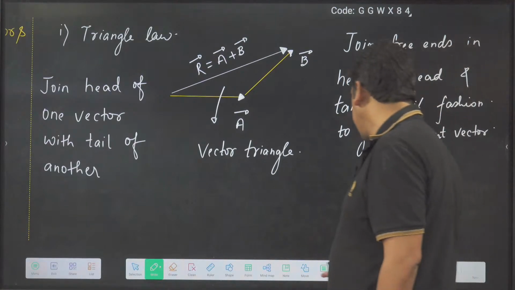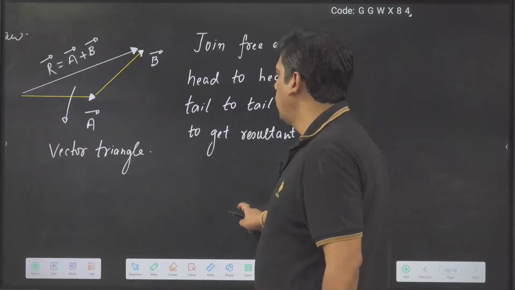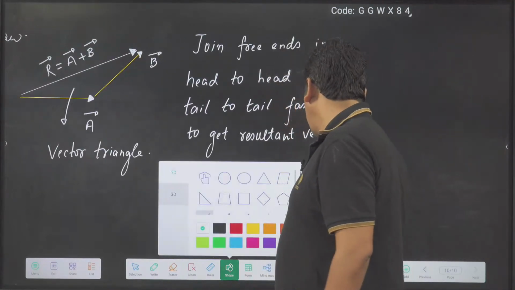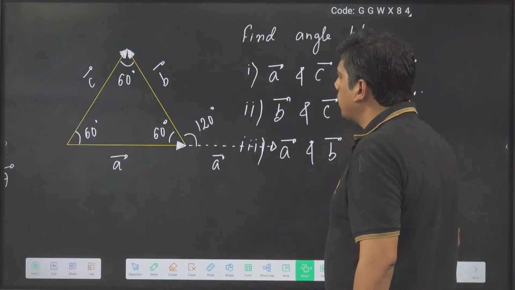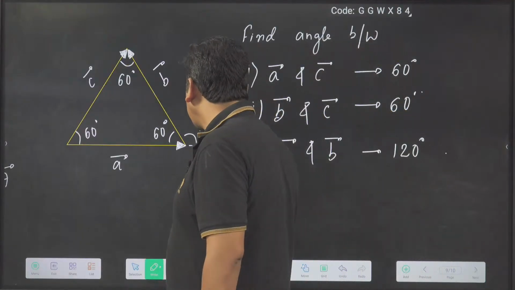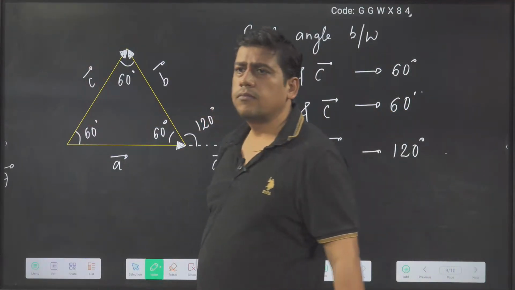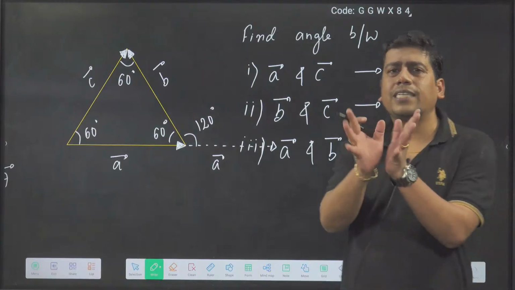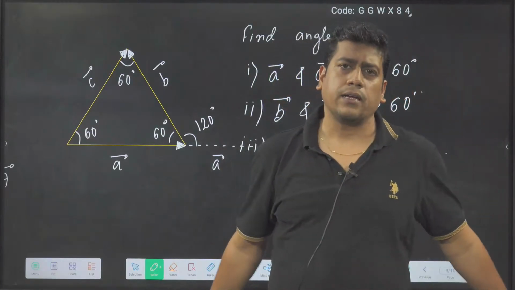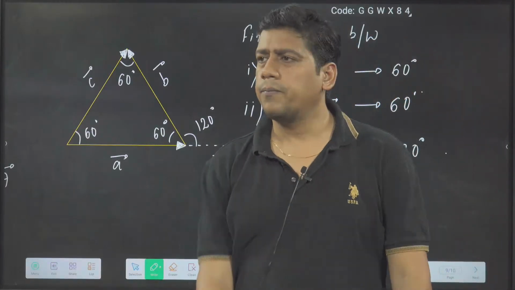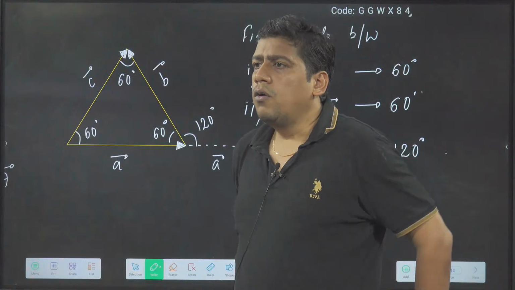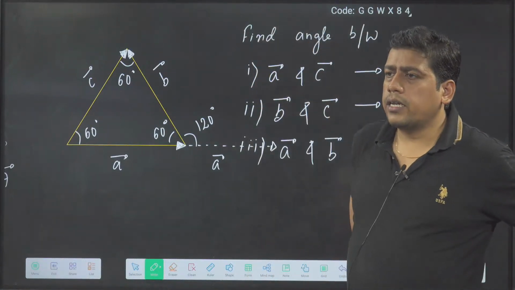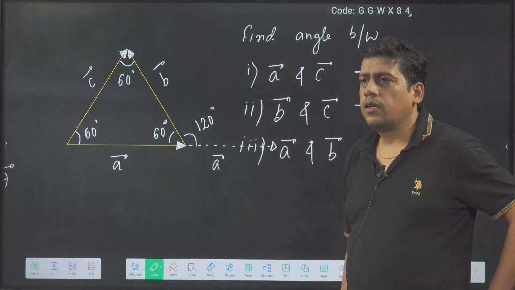Like where we have done this. Chalo. See here, ABC. Tell me what should be the relation between A vector, B vector, and C vector? Tell me, which one is the resultant vector?